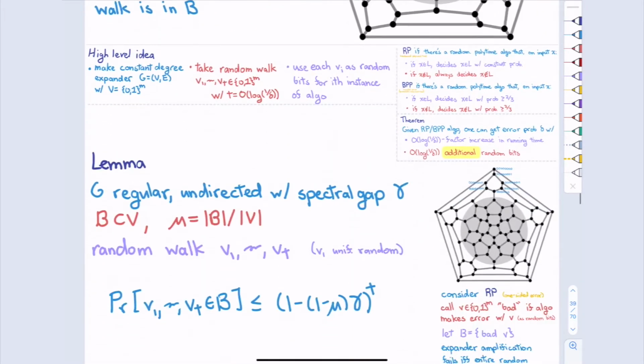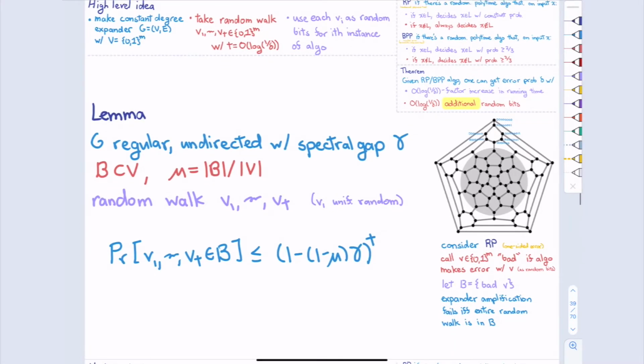Okay, so this is the theorem that we'll actually have to analytically prove. In general, if you give me some regular undirected graph with a spectral gap of gamma, and I have some set of bad vertices, I'm letting mu denote the fraction of bad vertices. And I want to bound what are the odds that my entire random walk is stuck in B? This will be at most (1 - (1 - mu) gamma)^t.